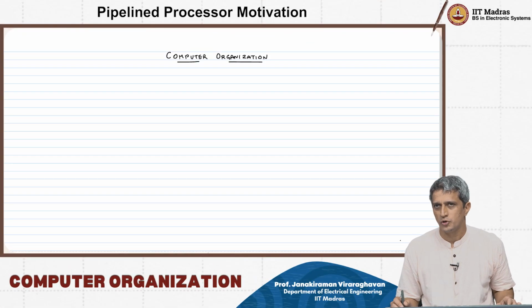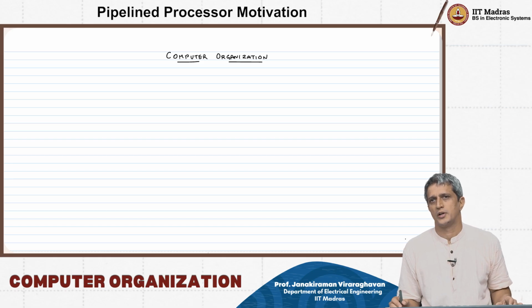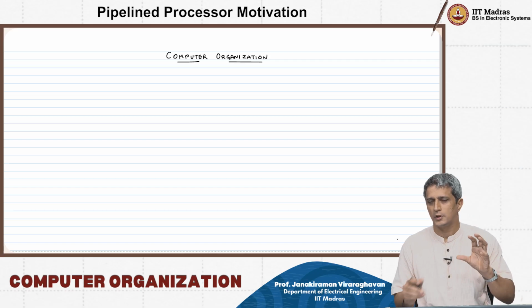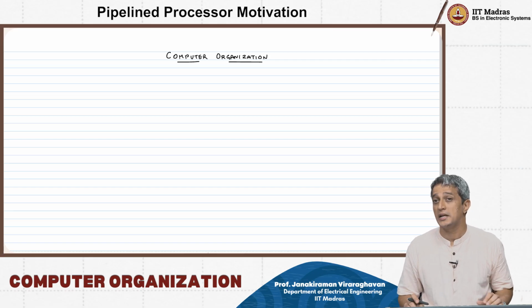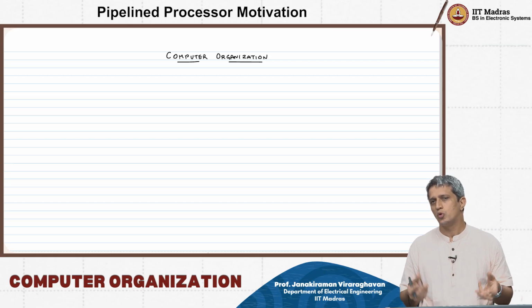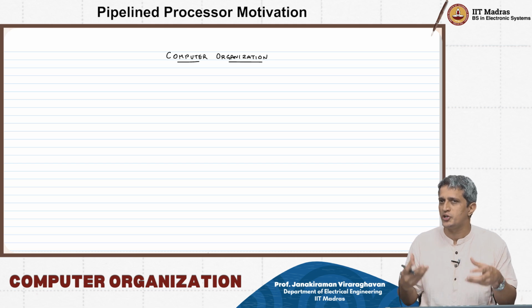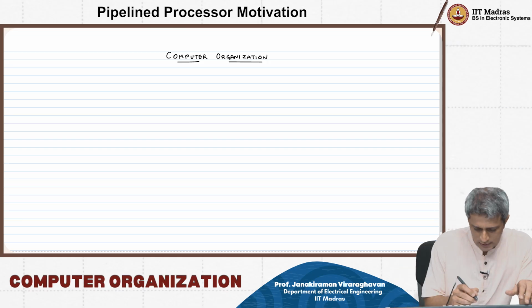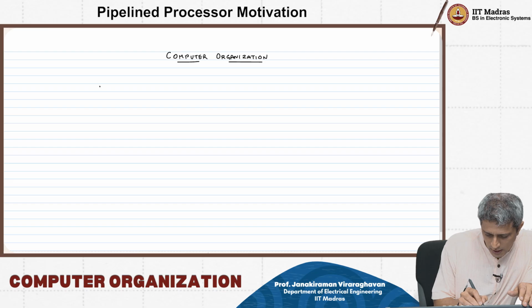Hello all and welcome back to this course on computer organization. Having looked at the single cycle RISC V architecture and also the multi-cycle architecture, we are now going to jump into the most commonly used and most efficient architecture, which is basically the pipelined architecture. Let us summarize what we have seen till now.